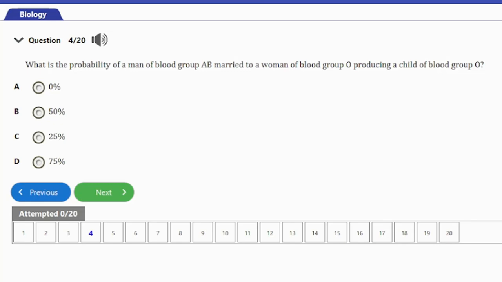A man with blood group AB cannot produce a child with blood group O, no matter what the genotype of the woman is, because definitely the man will donate one out of the A and the B. So the genotype of the child can be A, that's like AO. It can also be B, that's like BO, but it cannot be O because O means it's OO, so it's not possible. So the probability is 0%. So let's consider the next question.